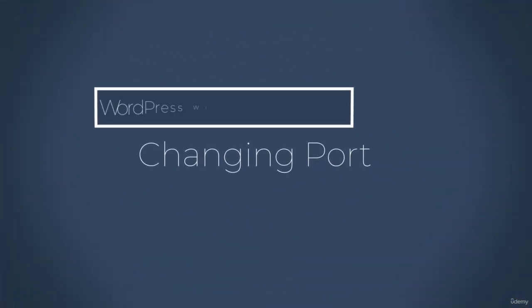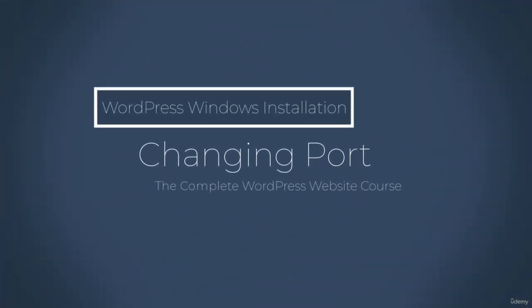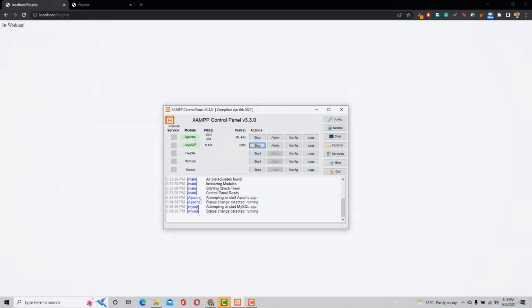In this lesson, we will learn how to change the port of a XAMPP server. So let's suppose that in the previous lecture, when you were starting this Apache web server, you were getting an error. This is probably due to a port conflict.